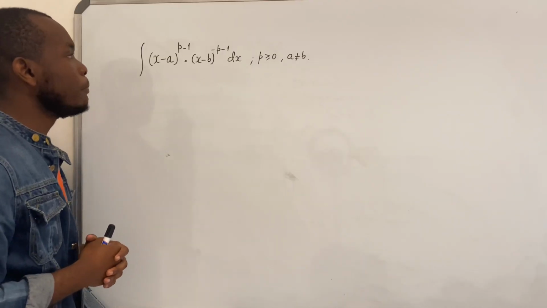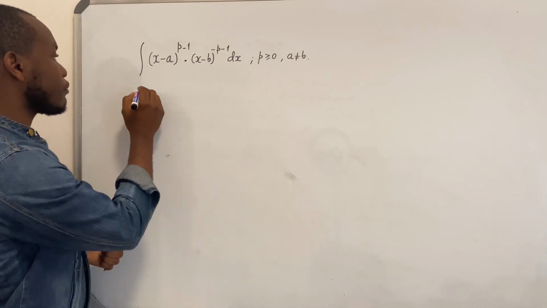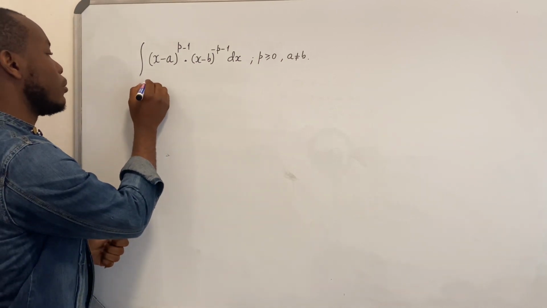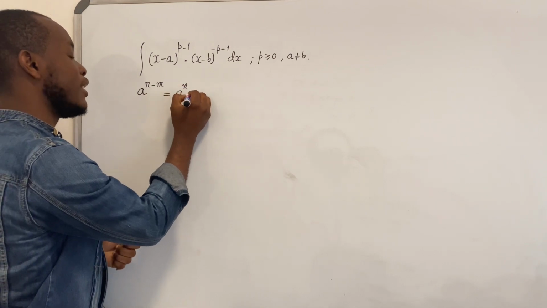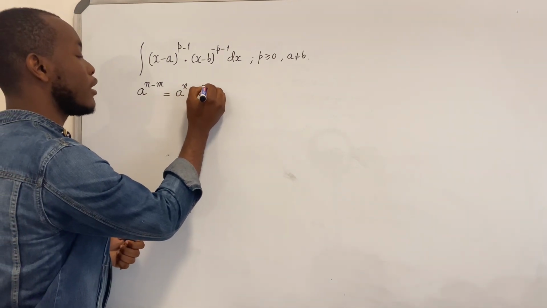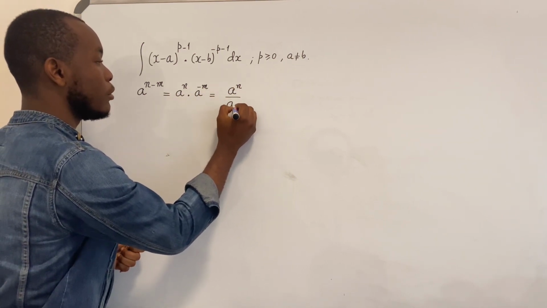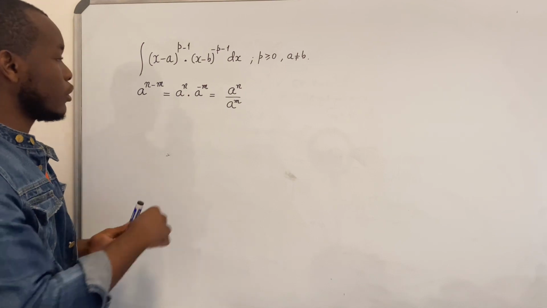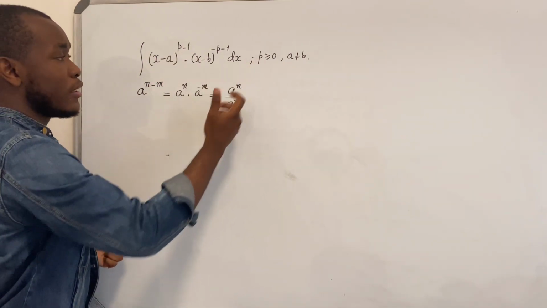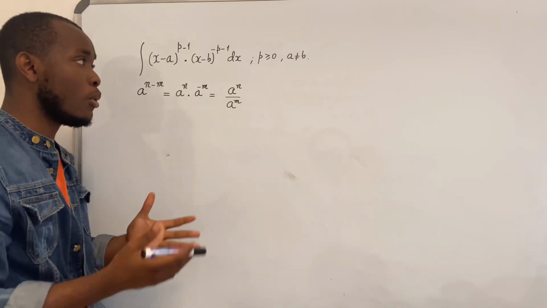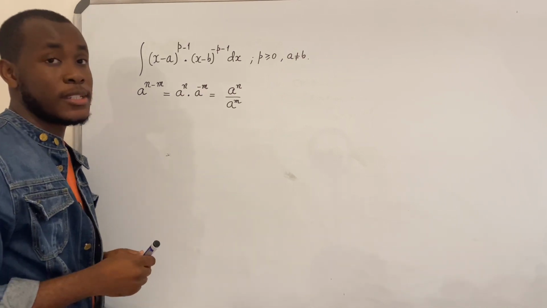So for this problem, the first approach that we have to consider is the power rules, a to the power n minus m. We know that it's a to the power n times a to the power negative m, or it's the same as writing a to the power n over a to the power m. So we know that. So this approach we can apply here. They say p is a non-negative number, means p could be 0 or a positive number, we don't know what number, and a is different than b. So they are not the same.